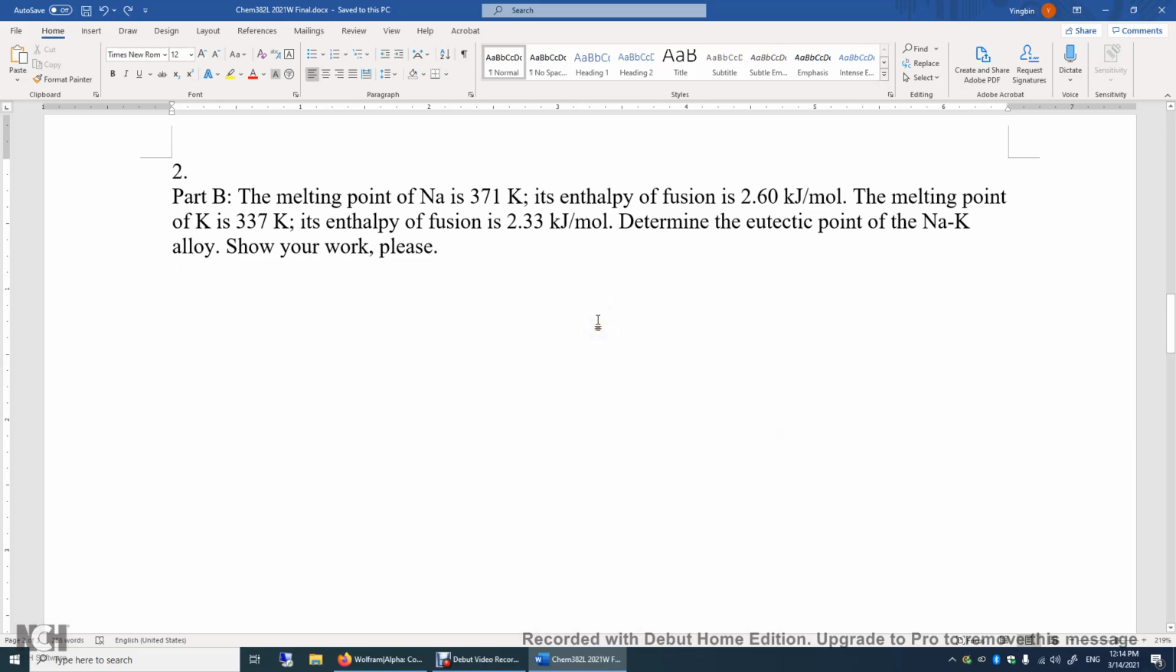In this video, I will determine the eutectic point of the sodium-potassium alloy, given the melting point and enthalpy of fusion of these two metals. So first, I'll write out this equation so we can have solid sodium. This is a fusion process. However, when we have an alloy, it's going to be this.